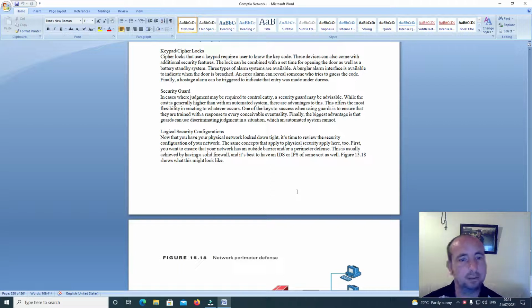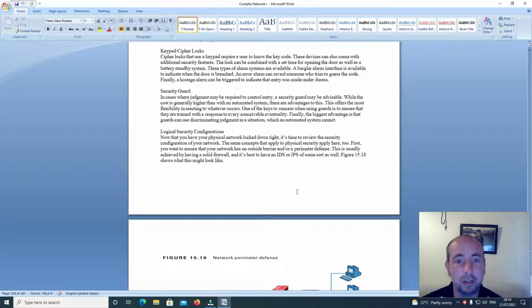CompTIA Network+ course, keypad cipher locks. Cipher locks that use a keypad require a user to know the key code. These devices can also come with additional security features. The lock can be combined with a set time for opening the door as well as battery standby systems.